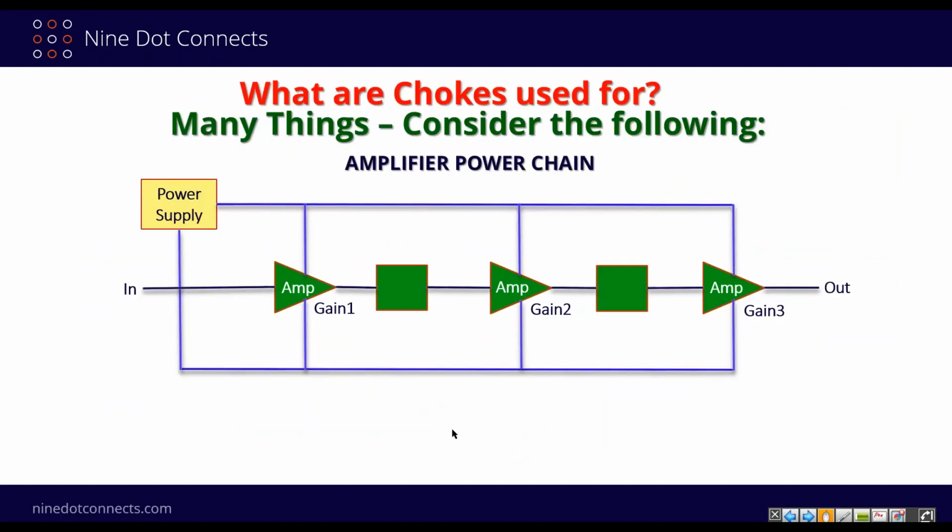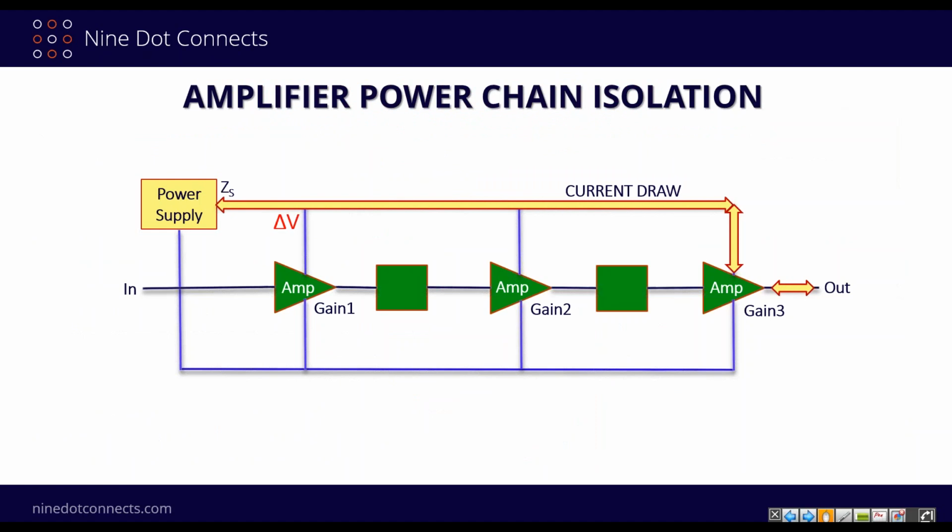Let's take a look at what we might use chokes for. They're used for many things, but let's assume a power amplifier chain is one of them. Let's say I have 3 amplifiers running off a power supply and amplifying a signal, say in a radio source. Now the last amplifier in particular probably has to drive a fairly large signal, so it's going to be drawing current on and off as it needs to drive the output.